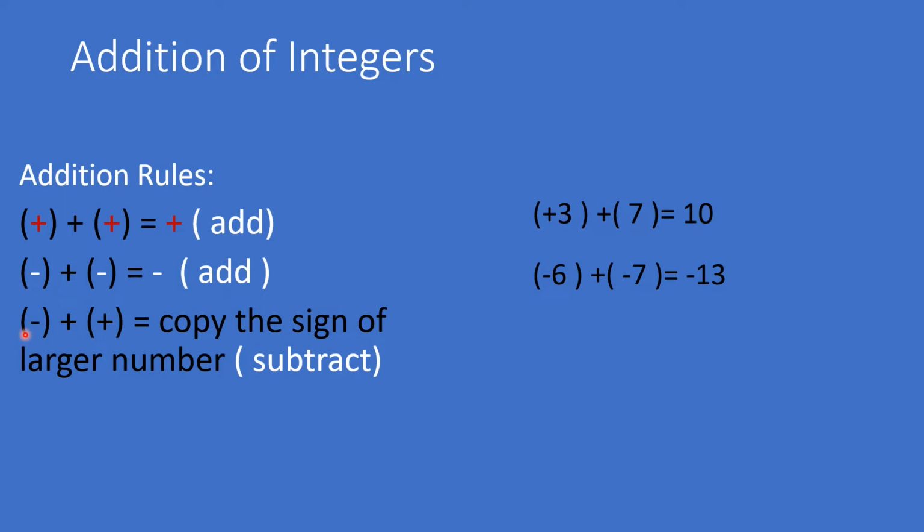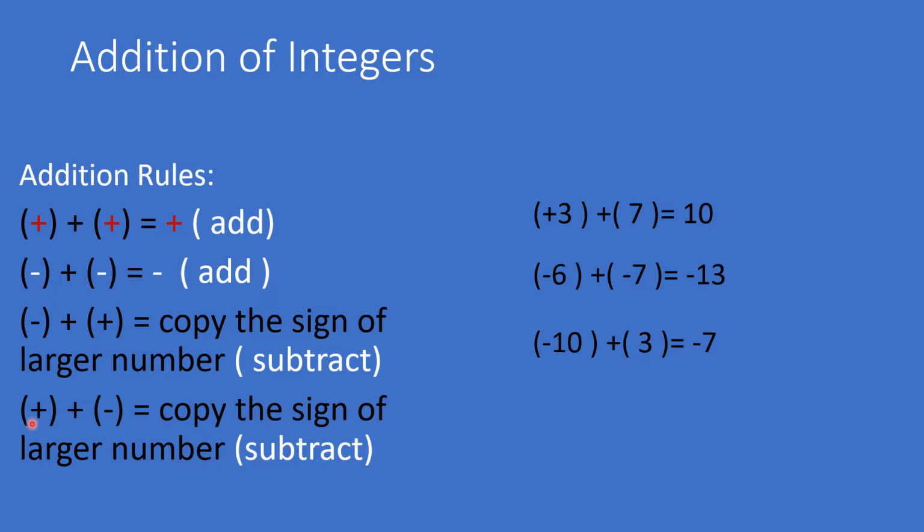What about if you are adding negative plus positive? Copy the sign of the larger number, then subtract their absolute values. So let's have an example. Negative 10 plus 3. So one is negative, the other one is positive. So subtract 10 minus 3. And that is 10 minus 3, that is 7. And then copy the sign of the larger number, which is negative. So negative 7.